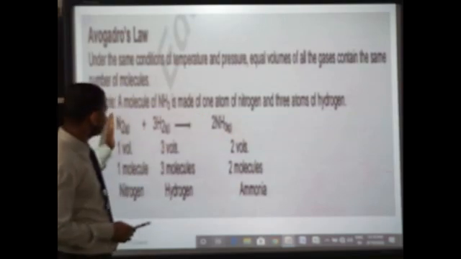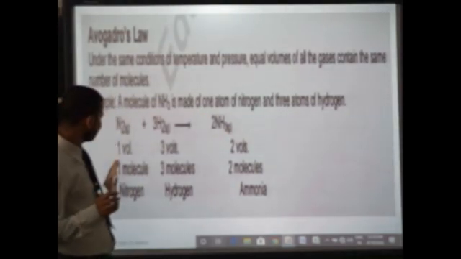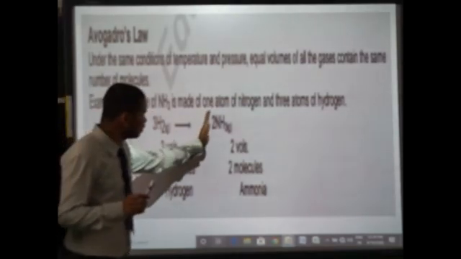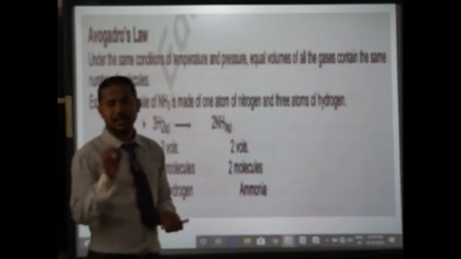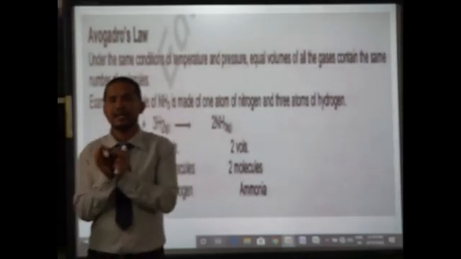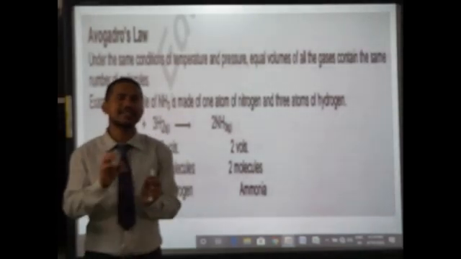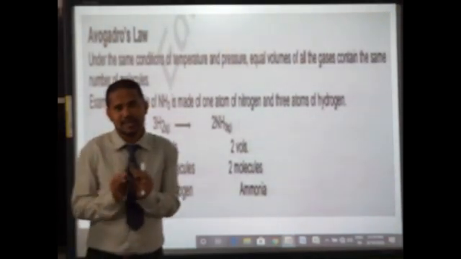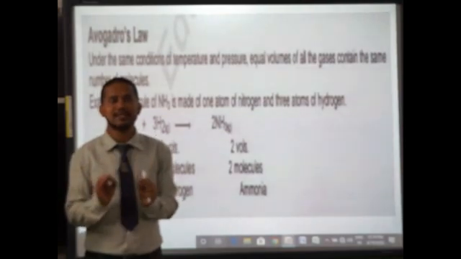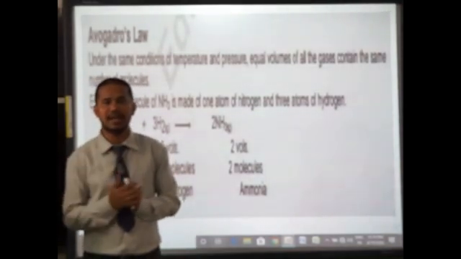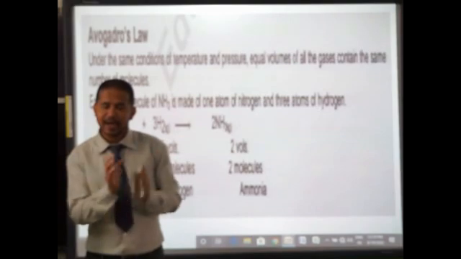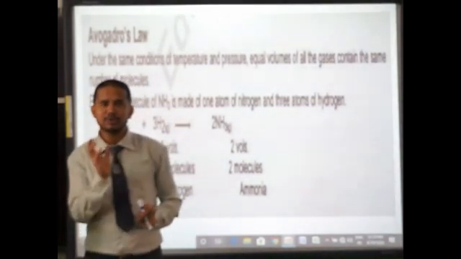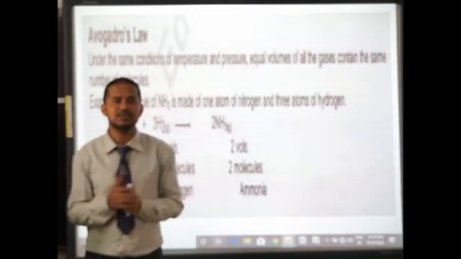So if 1 volume of nitrogen has 1 molecule, then 3 volumes of hydrogen will have 3 molecules, and 2 volumes of ammonia will have 2 molecules. Another thing, Gay-Lussac's law is applicable for gases only, not for solids and liquids. That means, on the basis of Gay-Lussac's law, the volume of solid and liquid is considered 0.